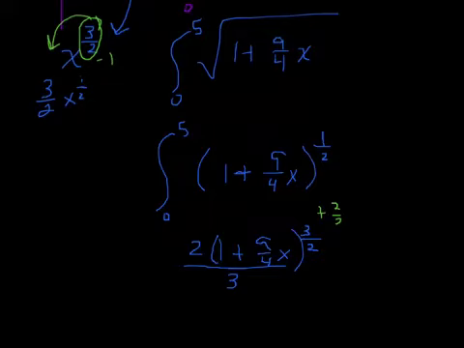When you did chain rule back in Calculus 1, and you were doing derivatives with something inside parentheses, you had a last step of multiplying by the derivative of what's inside. Well, now we're going backwards. So instead of multiplying by the derivative of what's inside, you divide by the derivative of what's inside. Well, the derivative of what's inside here is 9/4.